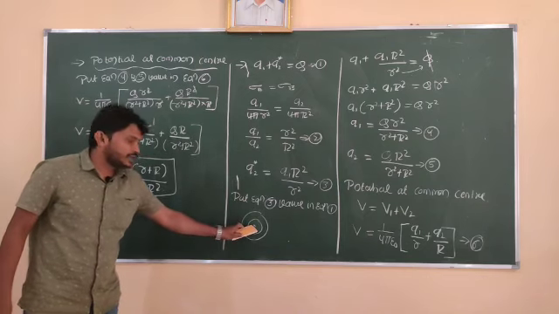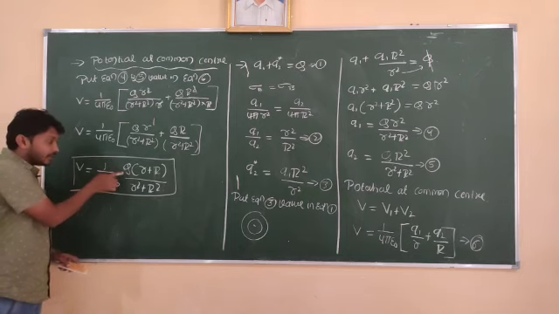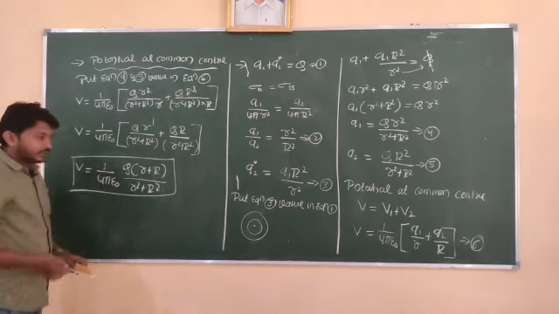So this is the required equation for the common potential if these two spheres are at a common center. What is the potential at the common center? V is equal to 1 by 4 pi epsilon naught Q into R1 plus R2 divided by R1 square plus R2 square. Capital Q represents the total charge on sphere A as well as on sphere B.